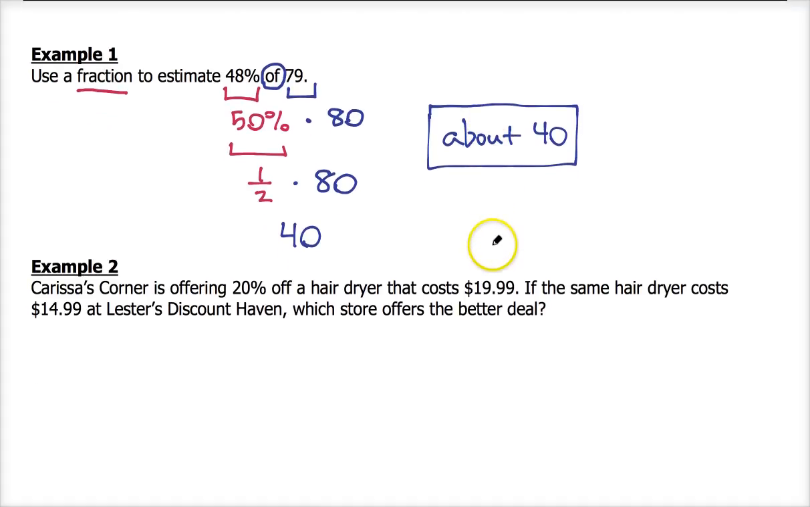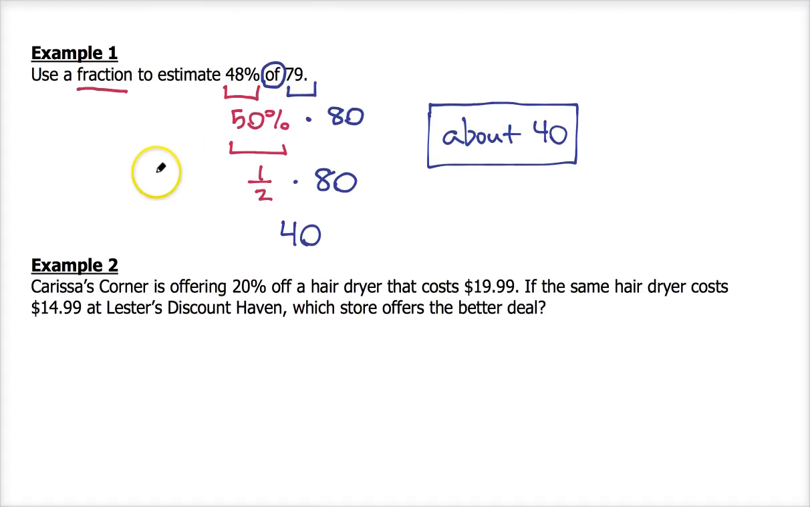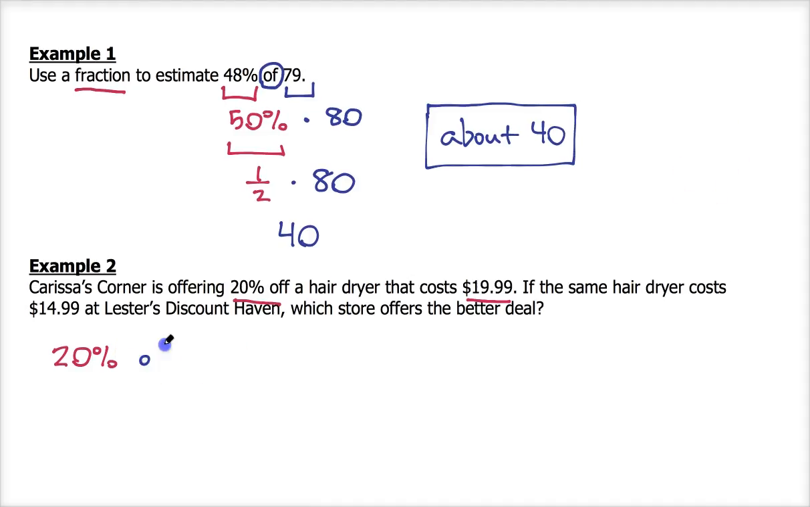Okay, so now we'll apply that to that scenario we had at the top. We had a hairdryer that was being offered at 20% off at one store, and then the same hairdryer that cost $14.99 at the other store, and we're trying to figure out which store has the better deal. So let's estimate. 20% off $19.99. Well, I can keep 20% the same. $19.99 is pretty close to $20. So we're going to figure out 20% of $20.